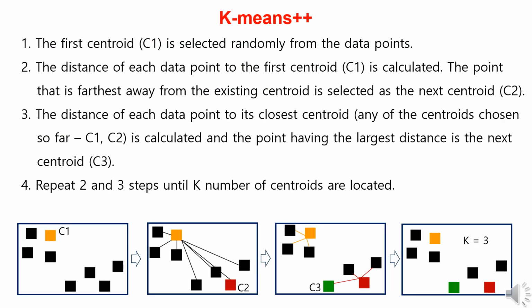Taking a closer look at this process. First, among all data points, we randomly select the first center, C1. Next, we calculate the distances between C1 and all data points and choose the data point farthest from C1 as the second center, C2. Then, for each data point, we calculate the distance to the nearest center and select the data point that is farthest from its closest center as the third center, which we label as C3. In this way, if we have predefined k as 3, we set up the initial centers like this.